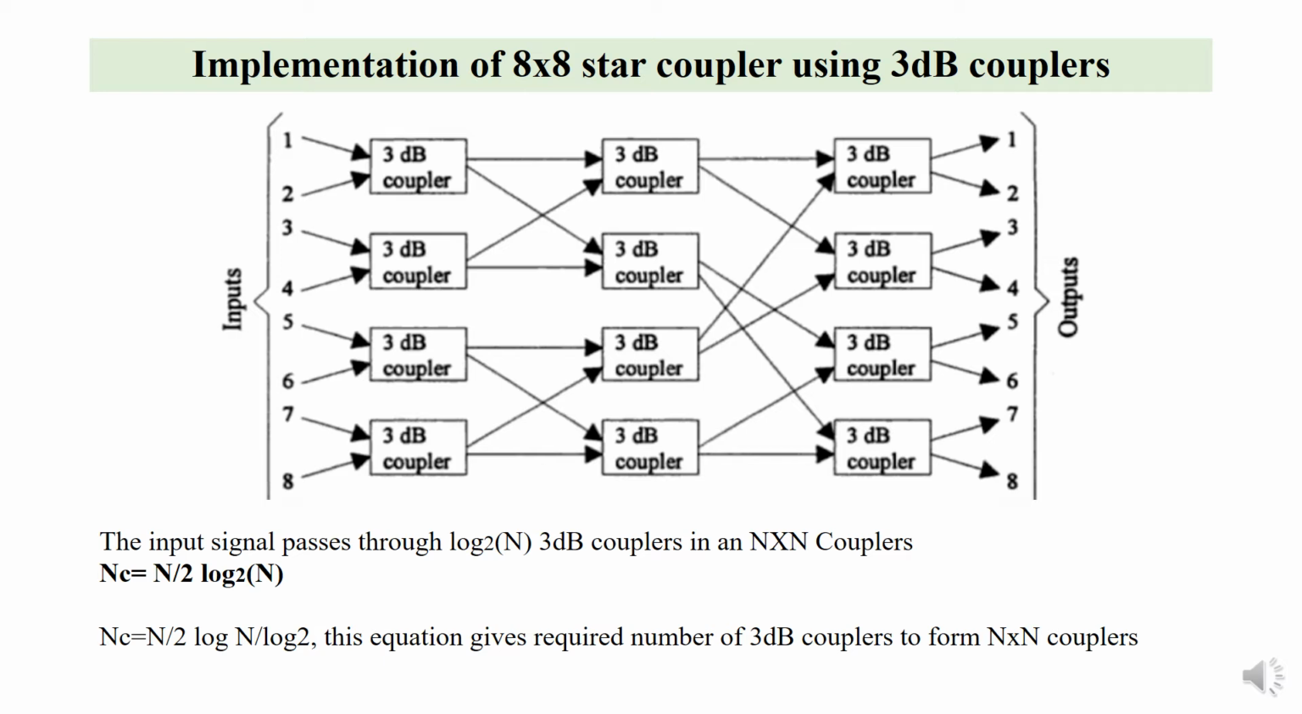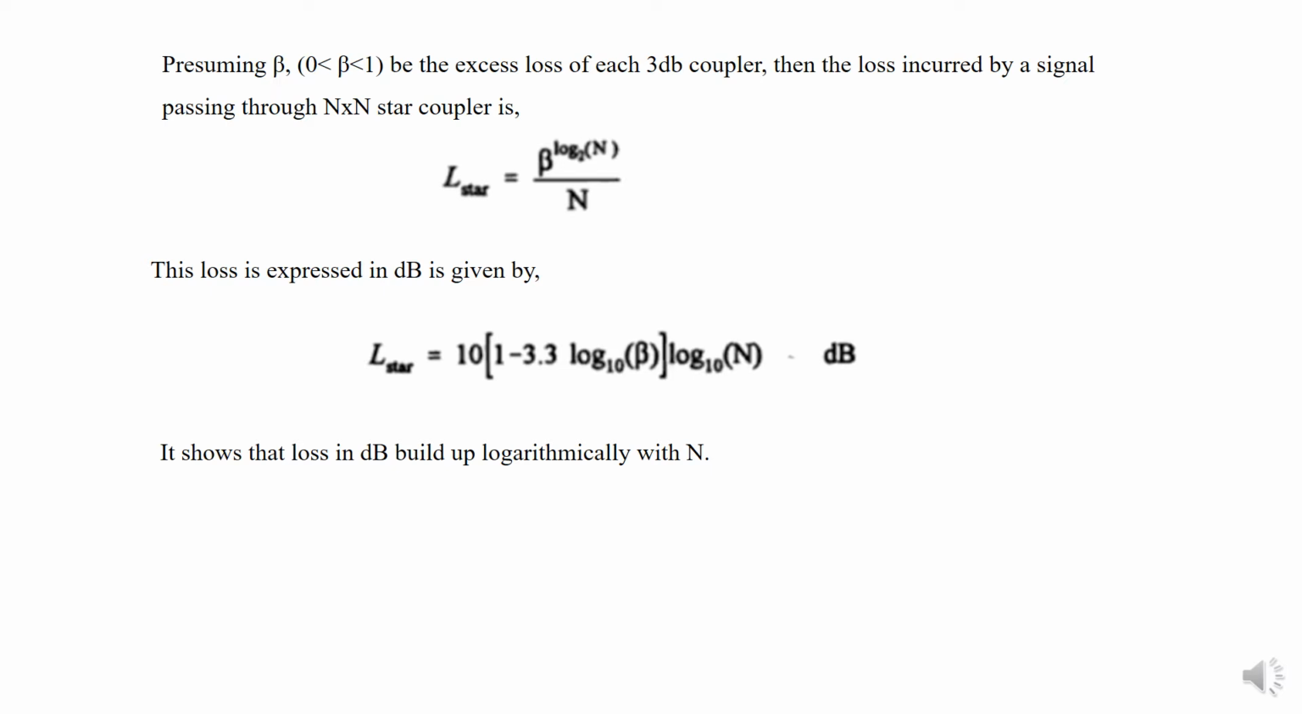So we can tell that the fraction 1 by n of launched power appears on all the output ports in case of star couplers. So presuming beta is nothing but an excess loss which is incurred in 3 dB couplers, the loss incurred by a signal passing through an n cross n star coupler is given by L star equals beta to the power log of n, divided by n. So when you express it in dB, it is given by L star of 10 into 1 minus 3.3 log of beta into log of n dB. That means it is built up logarithmically.